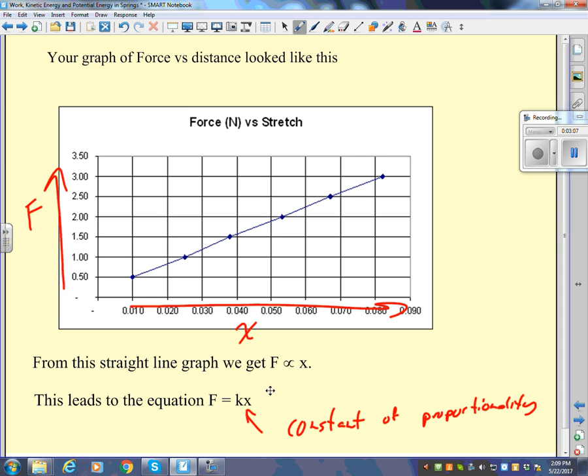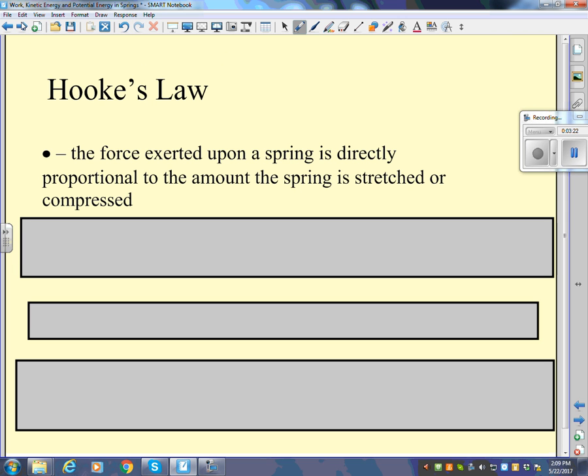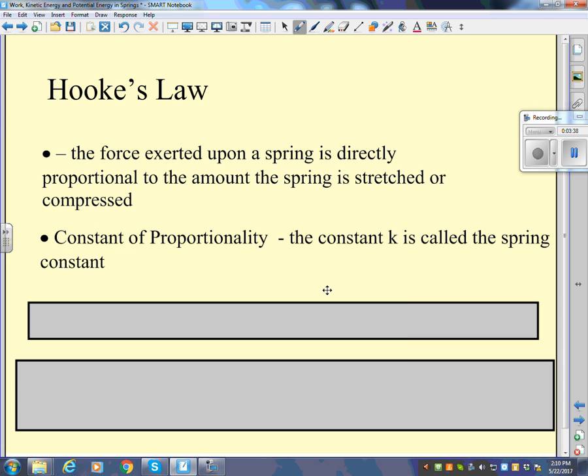Every spring has its own constant. It's not a universal constant, it's constant for that particular spring. And you will find, when you do the Hooke's Law lab, that the two different springs I provide you with will have different spring constants. Hooke's Law says that the force exerted upon a spring is directly proportional to the amount that the spring is stretched or compressed. Of course it is, no big surprise there. The more you compress or stretch it, the more force is required. And the constant of proportionality, the constant k, is called the spring constant.